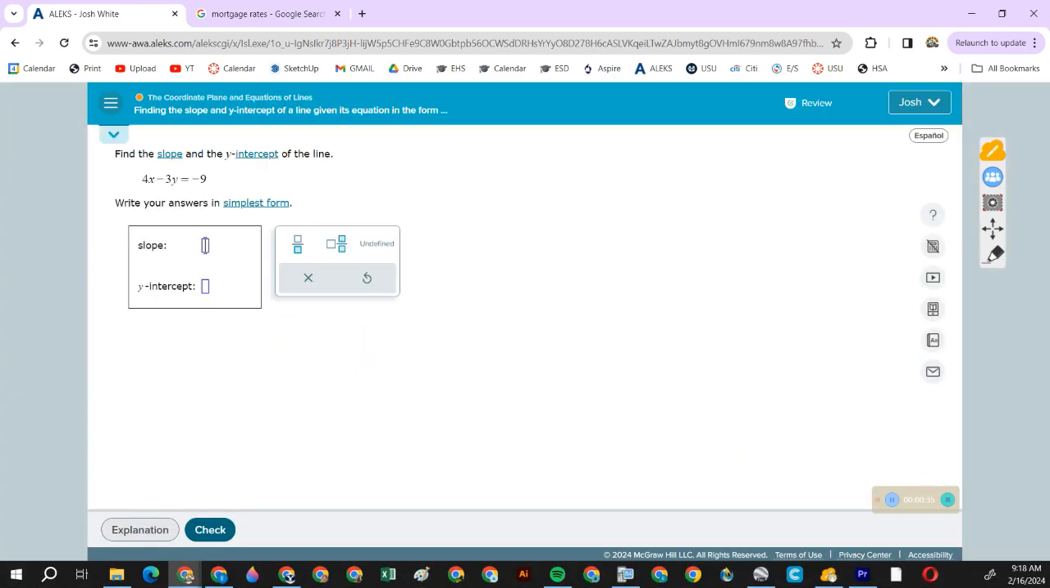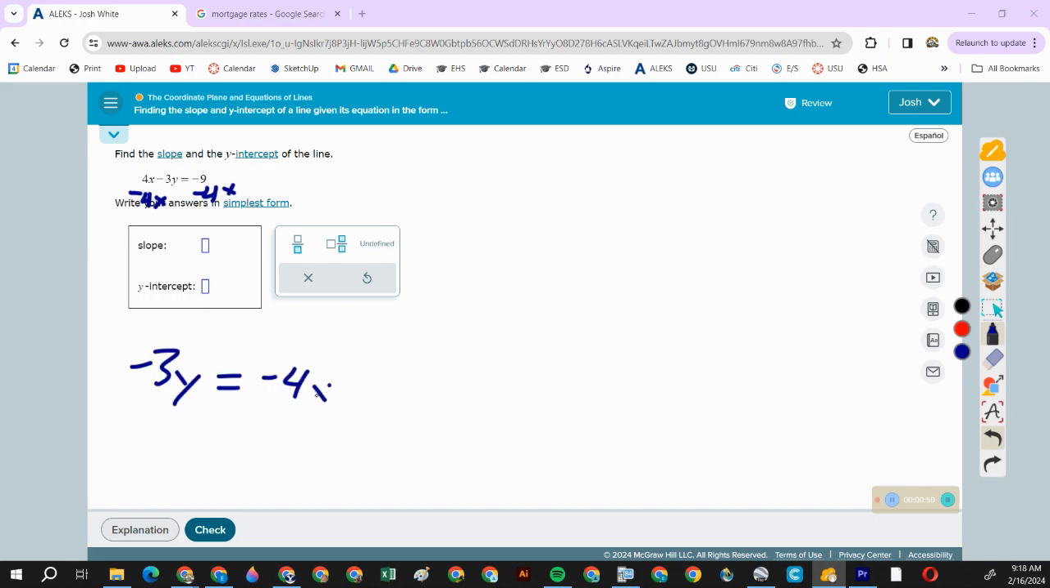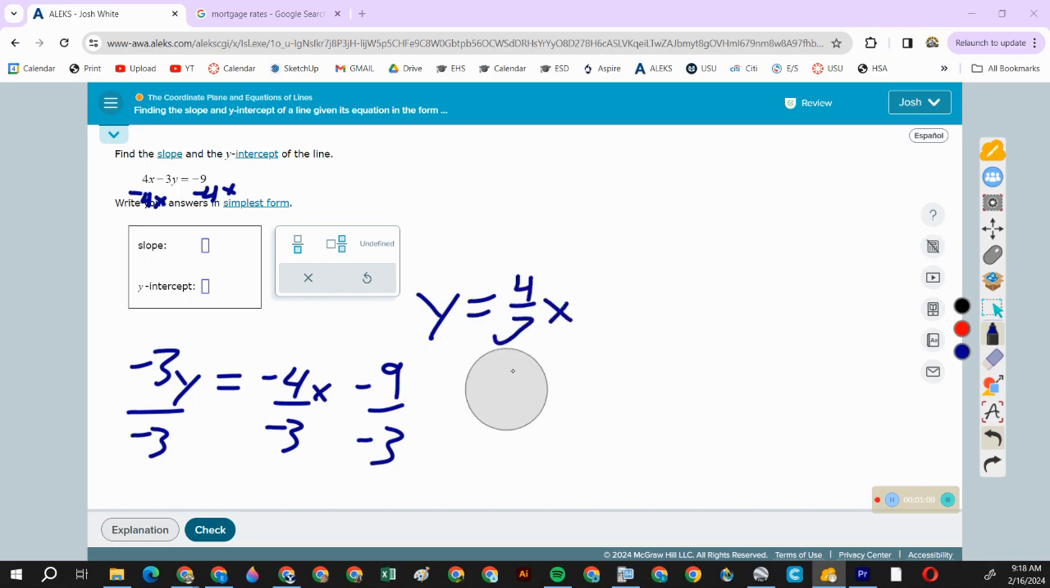Okay, this is more review on lines. So we need to convert this into slope-intercept form. So I'm going to subtract 4x. Negative 3y equals negative 4x minus 9. Divide by negative 3. Y equals 4 over 3x, wow, that was pretty, plus 3. So the slope is 4/3, and the y-intercept is 3.